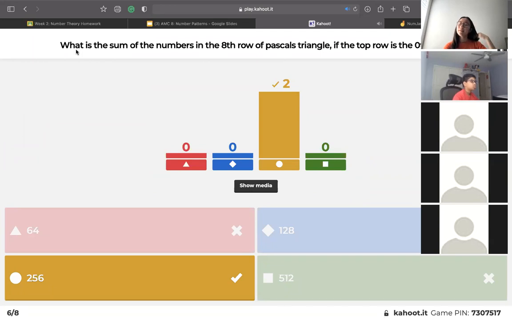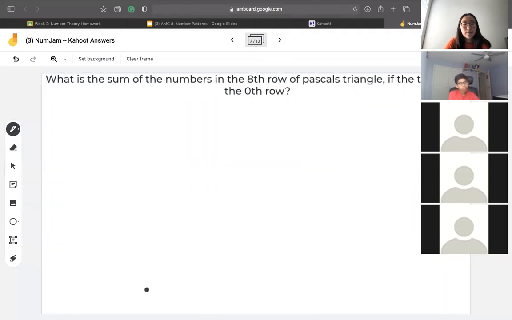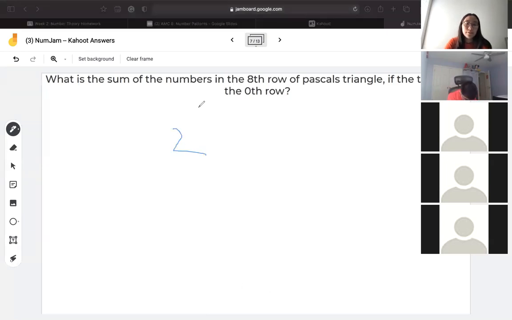Okay. So the sum of the numbers in the 8th row of Pascal's triangle. We know that the rule for this is going to be 2 to the n, where n is the number of rows. So 2 to the n, with n equal to 8 in this question, because that's what it tells us. And so 2 to the 8th equals 256, like you guys put.